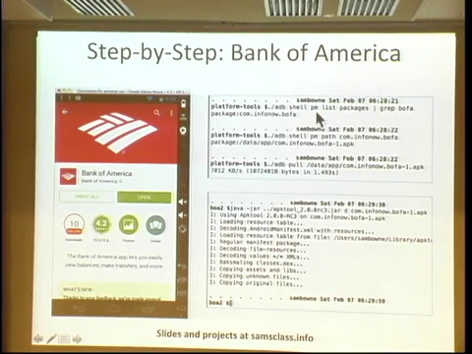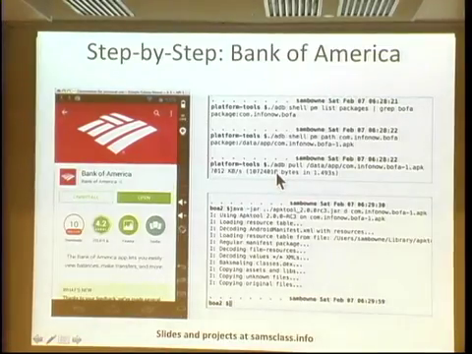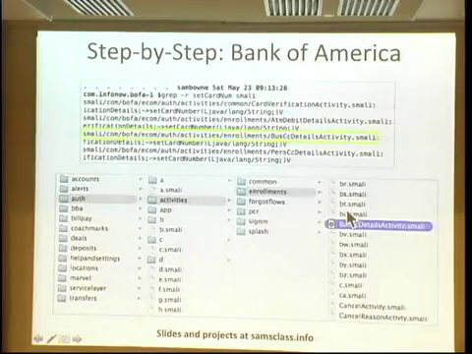This is the shell command that lists the packages on the device, and then I use grep to find the B of A, so it has this funny name, com.infonow.bofa. Then I use shell pm path to find out the exact path to the APK file, which is the single file that includes the entire app, and then I just pull that file down, so now I have it on my computer. Now all you do is use apktool to disassemble that app, and what that creates is this whole tree-structured mess.